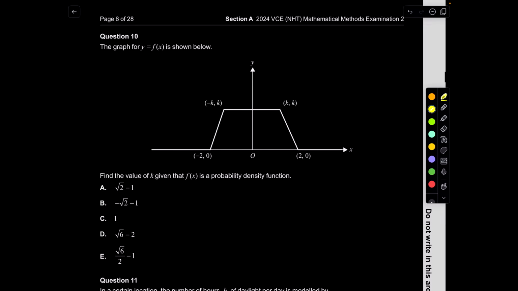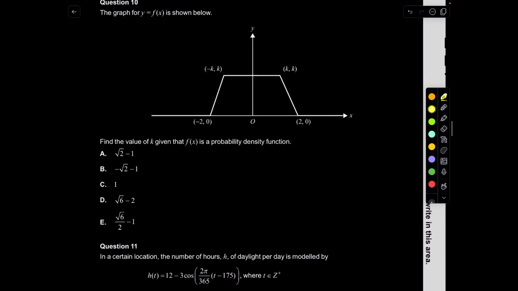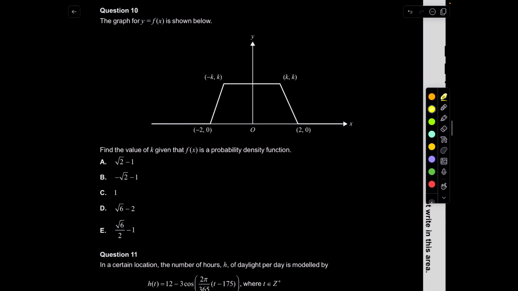Let's have a try at this. The graph for y equals f of x is shown. Find the value of k given that f of x is a probability density function. Easy. So we know for a probability density function, the area under it must be equal to 1. Remember, the area represents probability, and the total outcome of all probabilities must be equal to 1. So this whole area under this whole graph must be equal to 1.